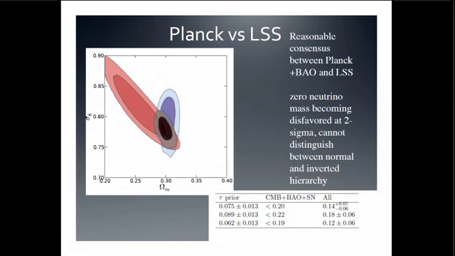So let's choose a value that has been recently advocated by Planck, and then we get that the sum of neutrino masses peaks at roughly 0.14, roughly 2 sigma away from 0. So we're starting to see some evidence of non-zero neutrino mass, but we are nowhere near distinguishing between the normal hierarchy and the inverted hierarchy of neutrinos.